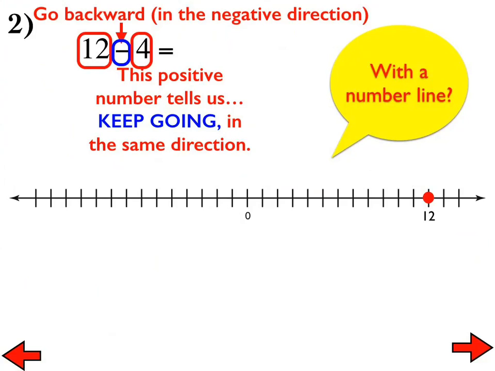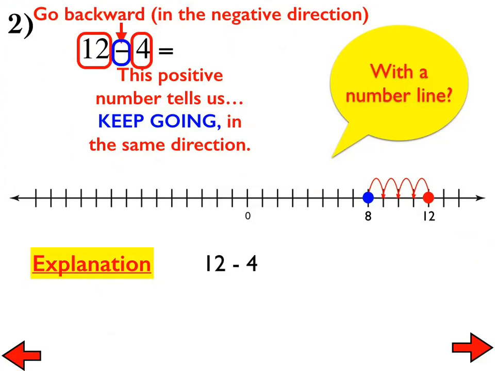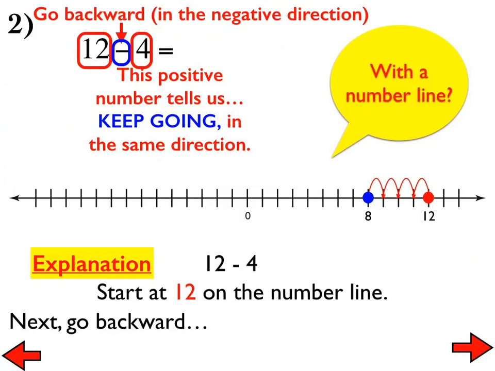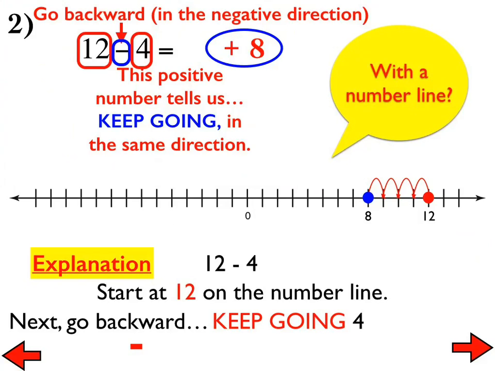1, 2, 3, 4. That leaves us right there at positive 8. So eventually, when we shoulder partner, we explain by saying we start at 12, and we go left or backwards 4 places, and that left us at positive 8.